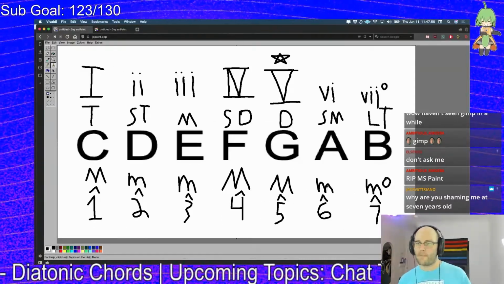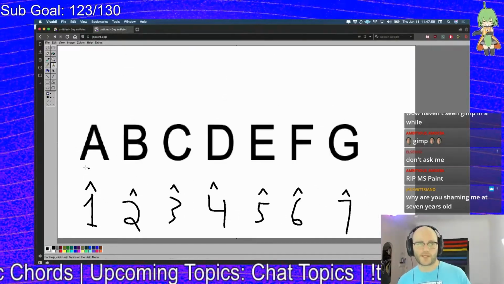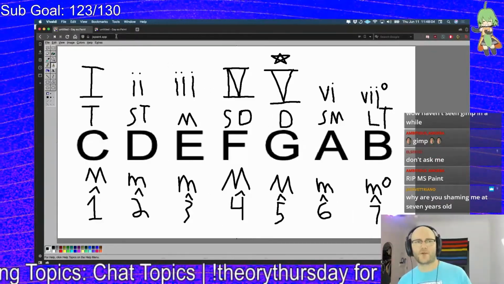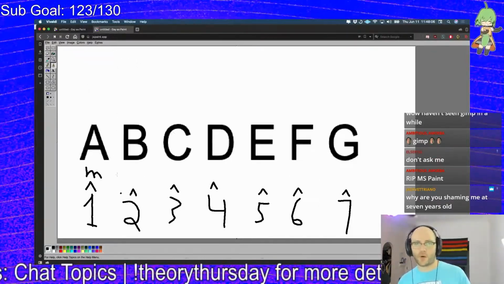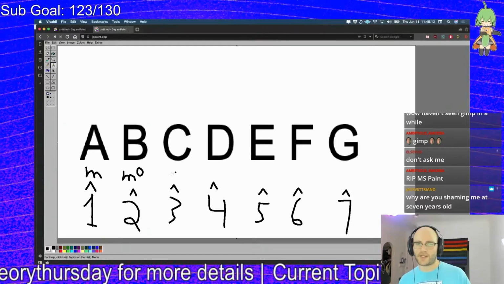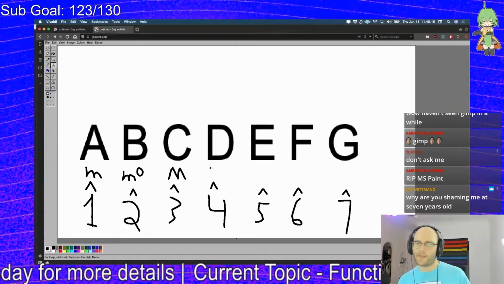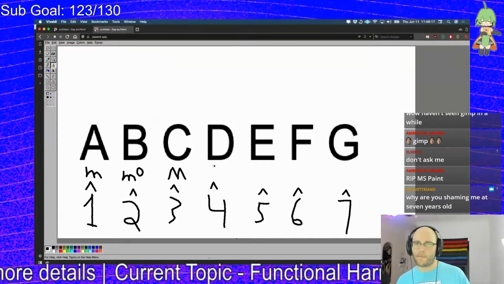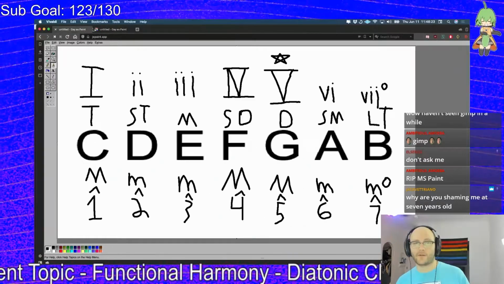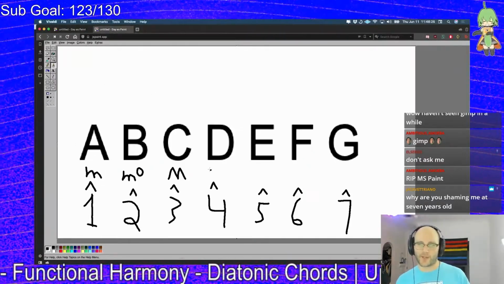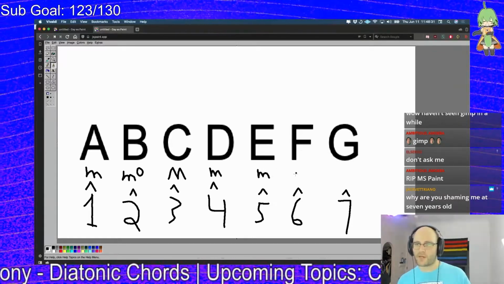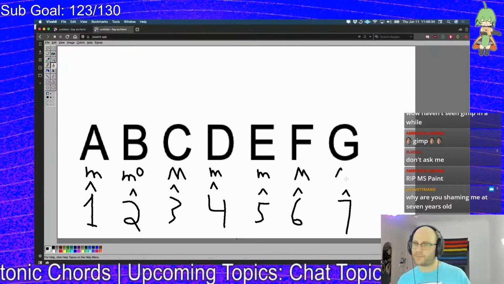So minor for the first one, lowercase m. The special one, the m with the degree sign for the diminished chord, will be a lowercase m with a degree sign. C is major, capital M. D is going to now actually be minor, or it's going to stay minor like we had here. So our 4 is going from major to minor, lowercase. Lowercase here because E is minor. F is major. And G is major.